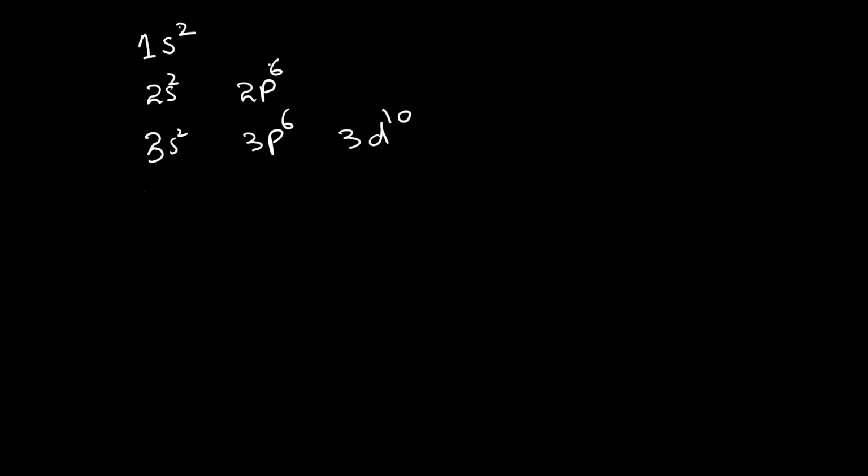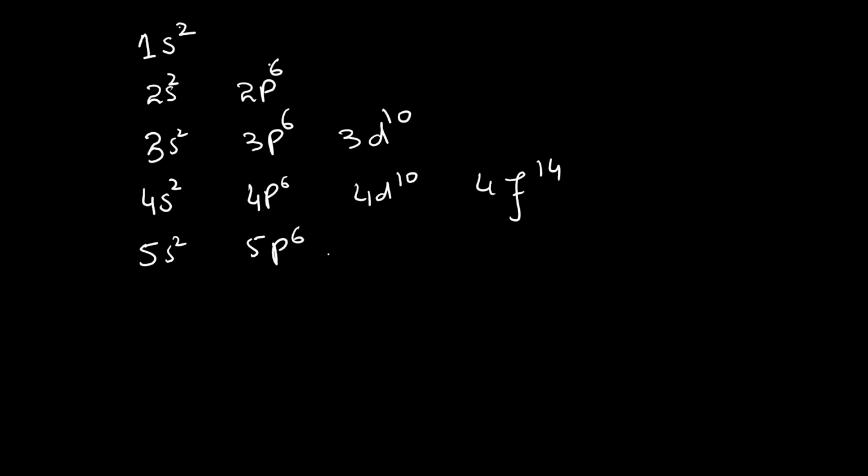Similarly, the N shell has 4 subshells. These subshells will be 4s2, 4p6, 4d10, 4f14, and the O shell has 5 subshells. These could be 5s2, 5p6, and so on.